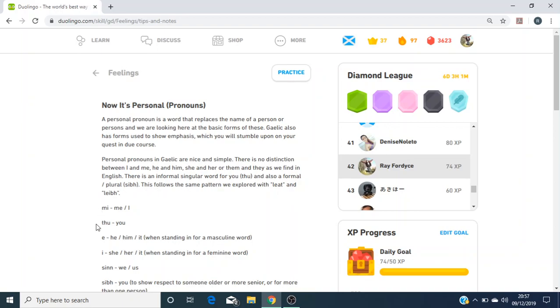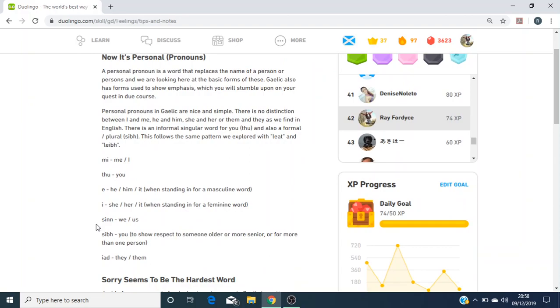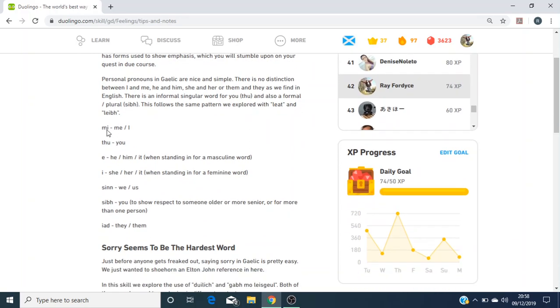So here's the basics of Gaelic pronouns. Mi is me or I. Thu is you, for informal. Then e is he, him, it, when standing in for a masculine word. I is she, her, it, when standing for a feminine word. Sinn, we or us. Sibh, you for plural or polite. And iad is they or them.